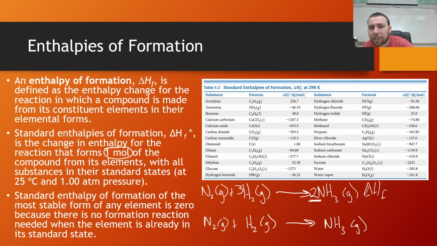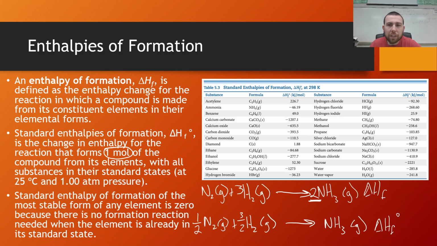If we want to make just 1 mole, that means we're going to need half a mole of nitrogen, and then we're going to need 3/2 of H2 to make 1 mole of NH3. So this particular chemical reaction would represent the delta H sub F naught of that process, because we made 1 mole of ammonia from its elements that were at their standard states. Standard states simply mean what physical state that substance will be at 25 degrees Celsius and 1 atmosphere of pressure.